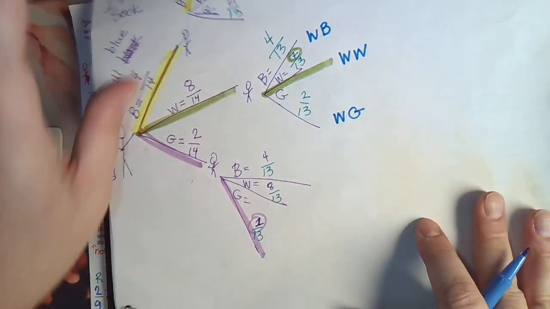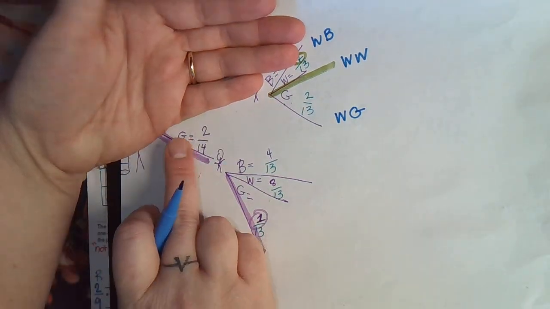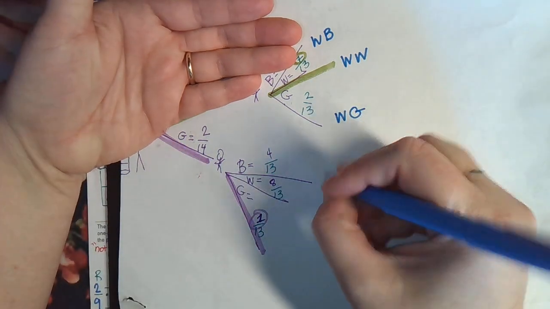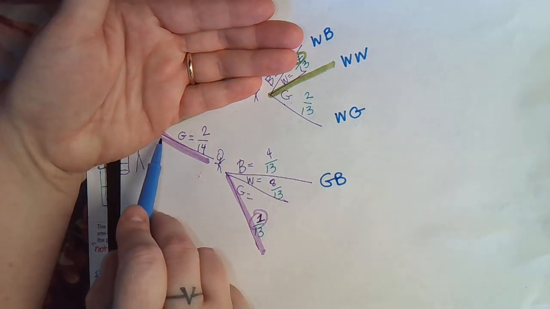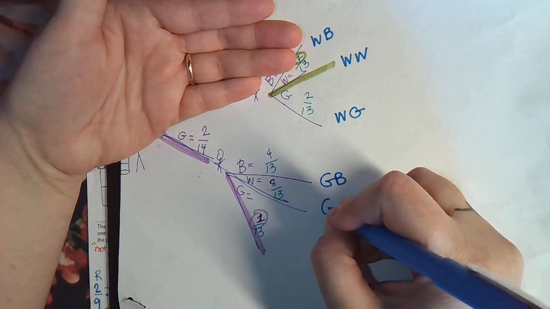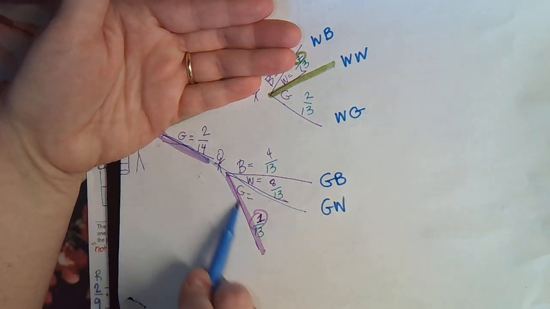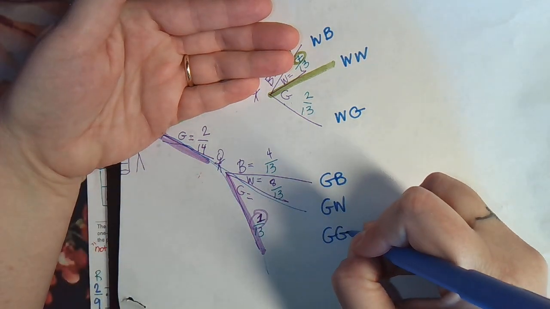Okay, let's look at our last path, this purple one. We have gray, blue, gray, white, and then gray, gray. Okay, so this is Part A.